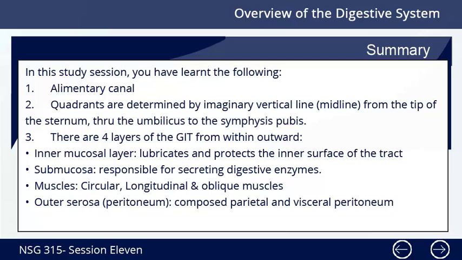Number 3, there are 4 layers of GIT from within outward. From the inner mucosa layer, which lubricates and protects the inner surface, to the submucosal layer responsible for secreting digestive enzymes, to the muscles, which are circular, longitudinal, and oblique muscles, and outer serosa, that is peritoneum, composed of parietal and visceral peritoneum.